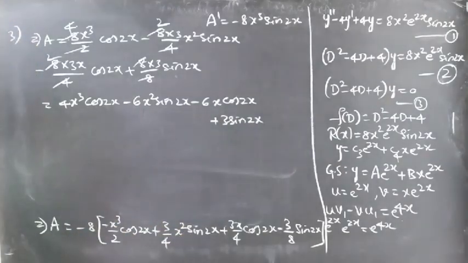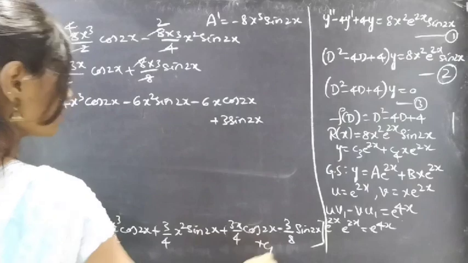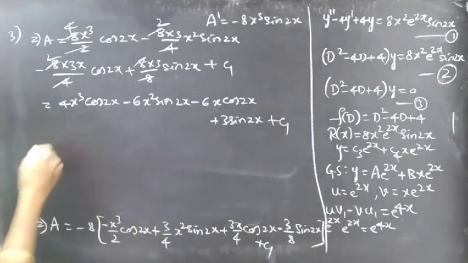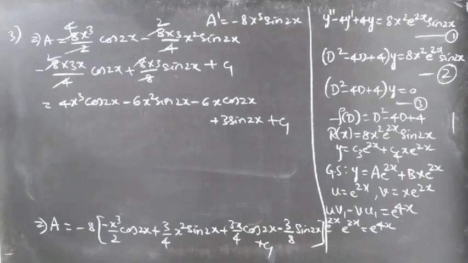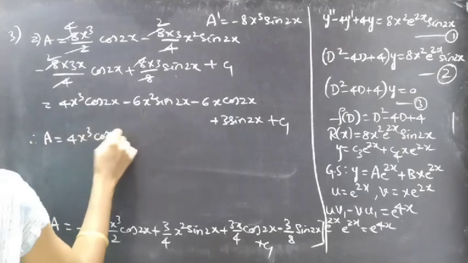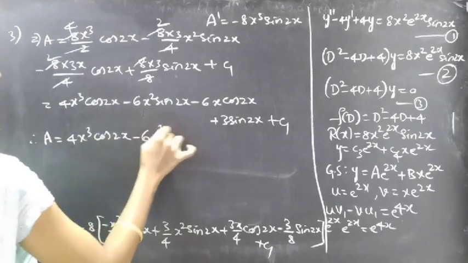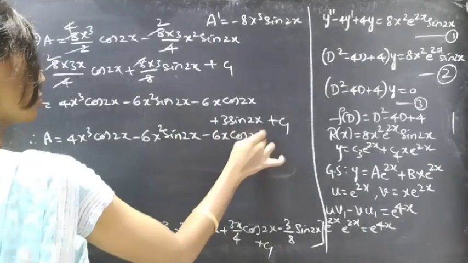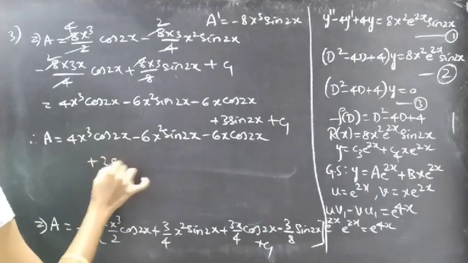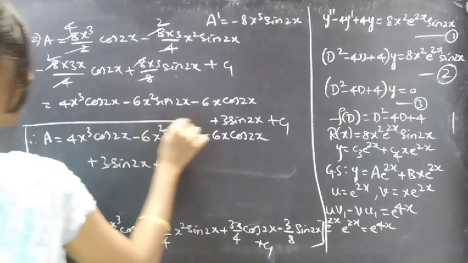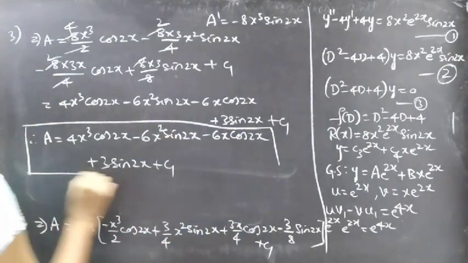See, I forgot to write the integral constant, so write plus c1. Therefore, A equal to 4x cube cos 2x minus 6x square sine 2x minus 6x cos 2x plus 3 sine 2x plus c1. You got A, and now we need to find B dash and B.